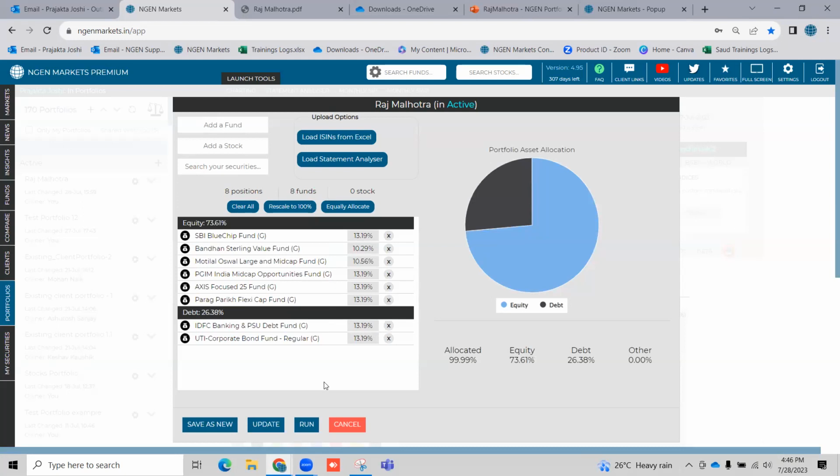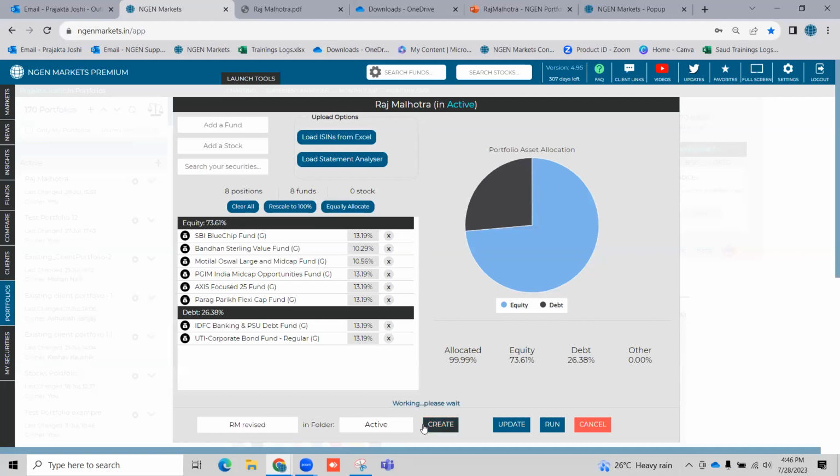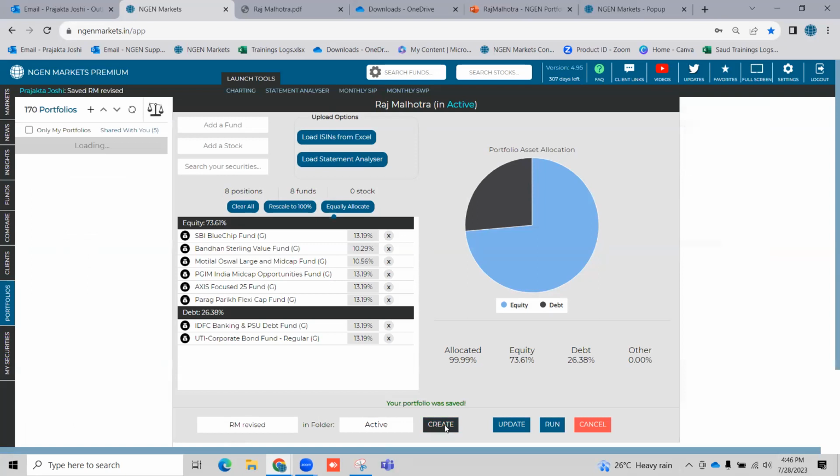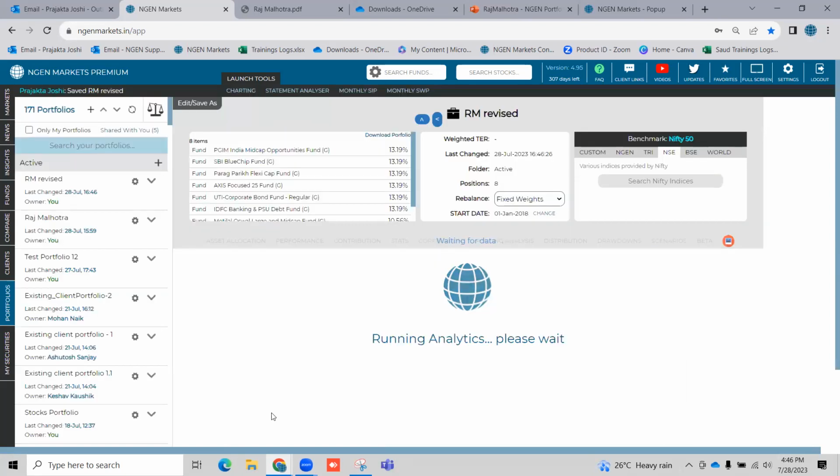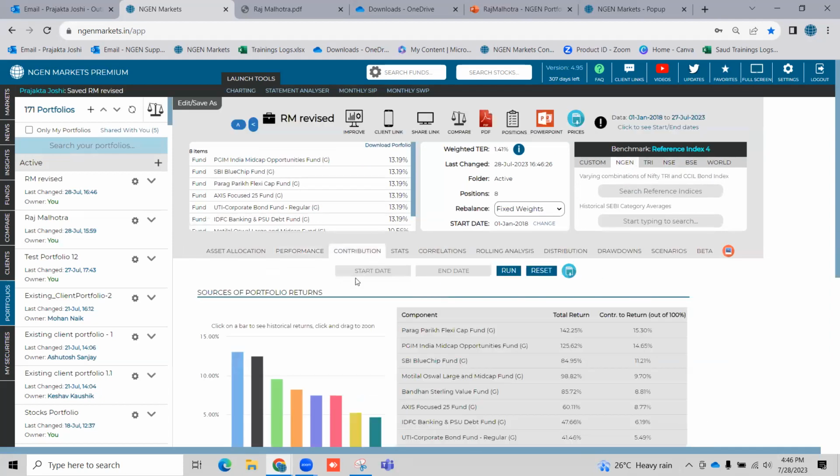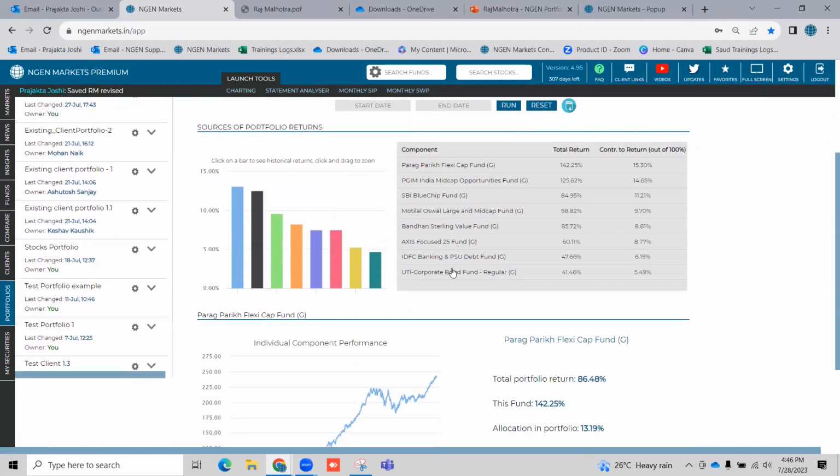And now you have an option to either update the holdings or save as new. Okay, so you can save it as new also. And you can actually show, let's say, Raj Malhotra save one, or a revised, and click on create. Once that is created, click on run, and you can again do the same portfolio analytics, and you can highlight what is the contribution of the particular funds in the portfolio return.